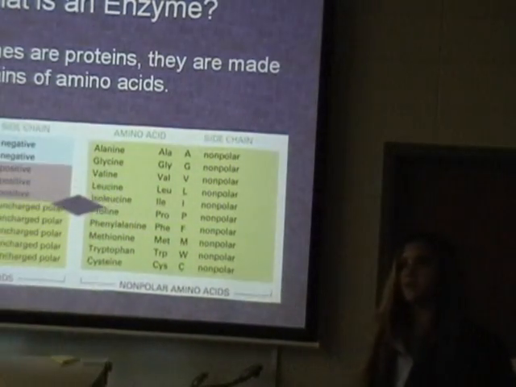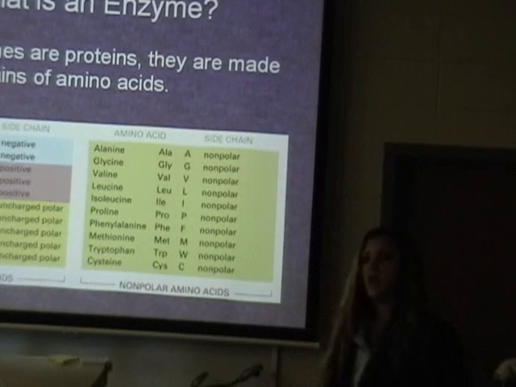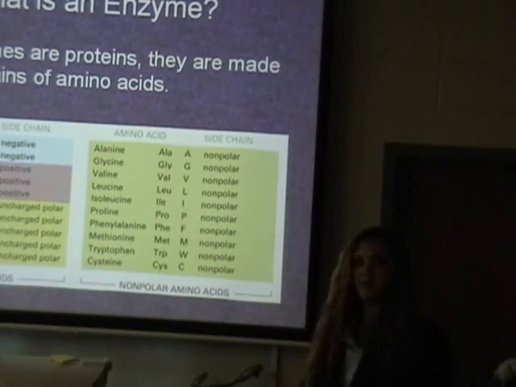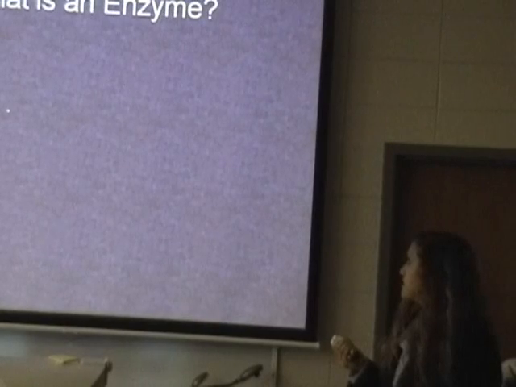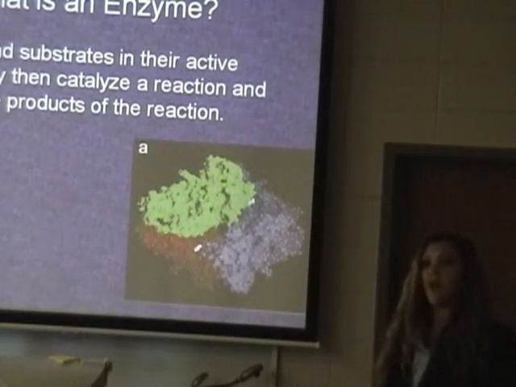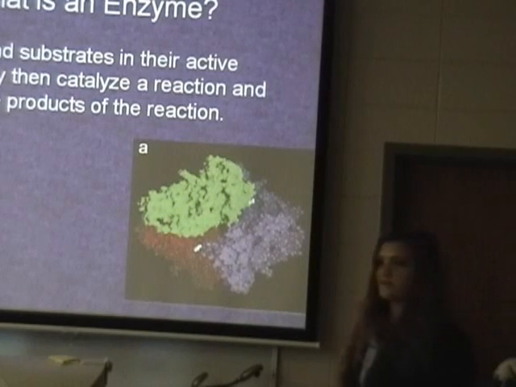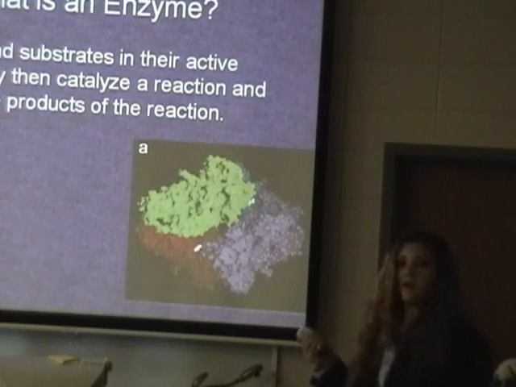Since enzymes are proteins, they are long chains of amino acids. There are 20 types of amino acids, and the only difference between each amino acid is the side chain. Enzymes bind substrates in their active site. A reaction occurs in the active site. They then catalyze the reaction and release the product of the reaction.